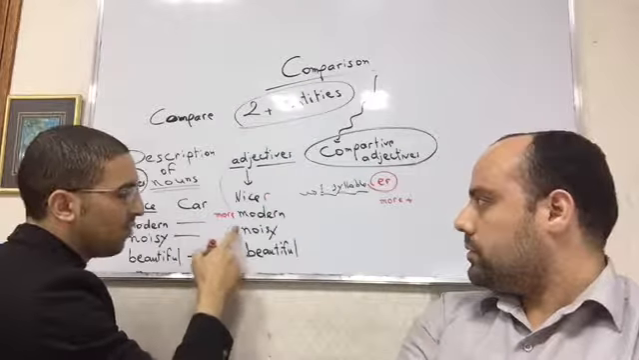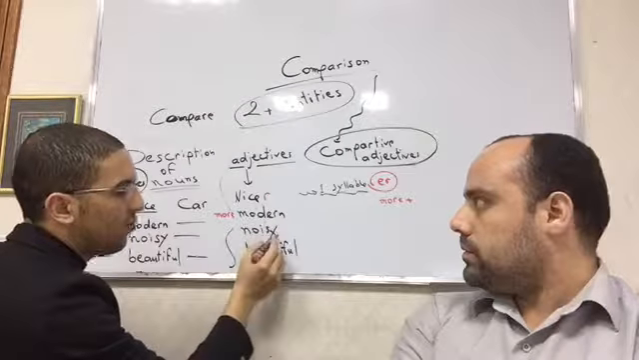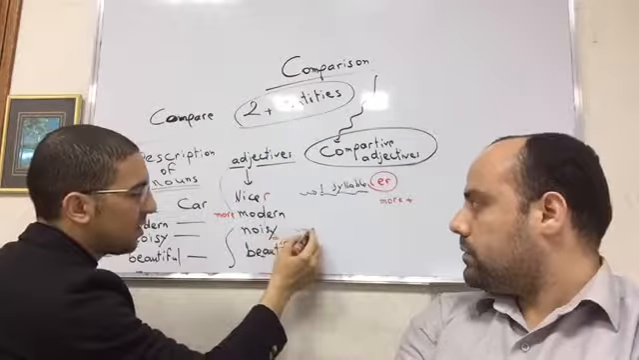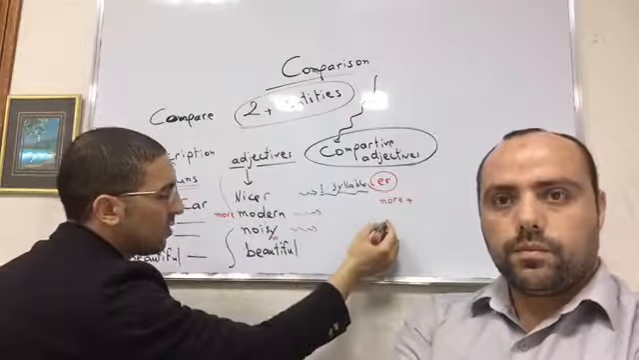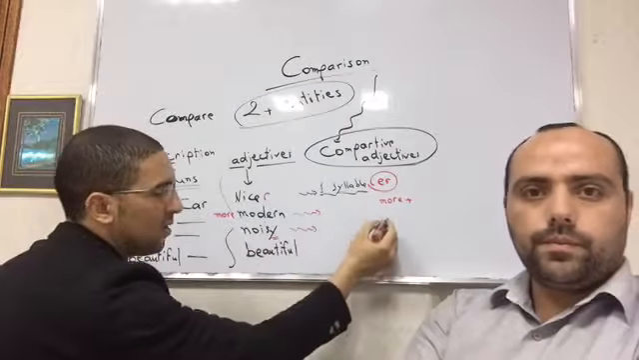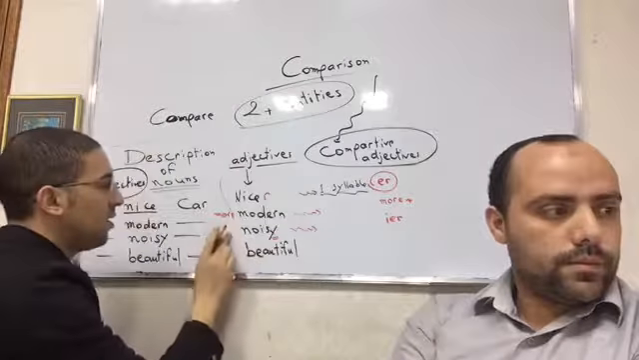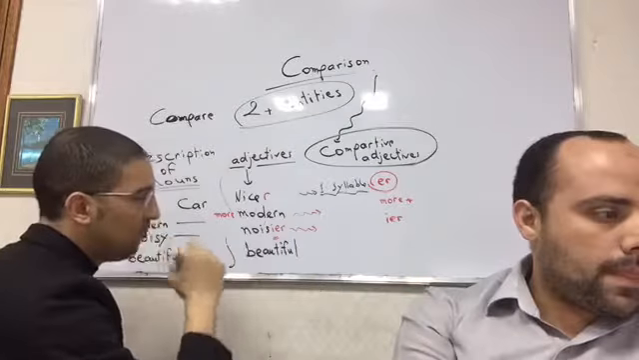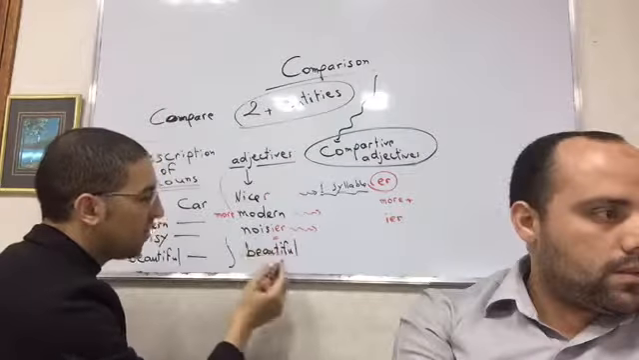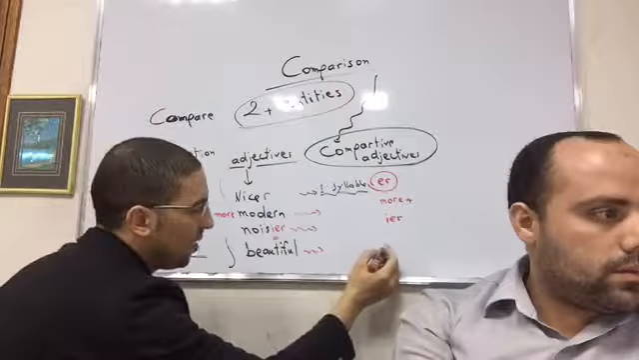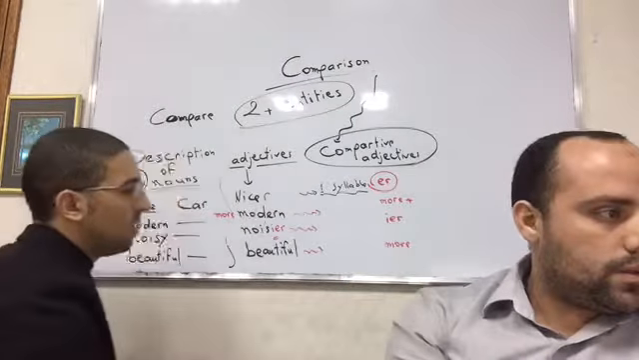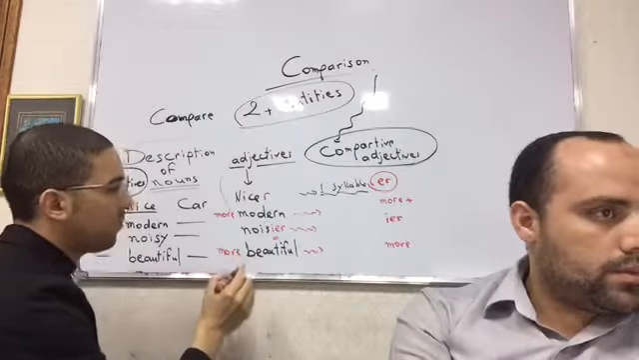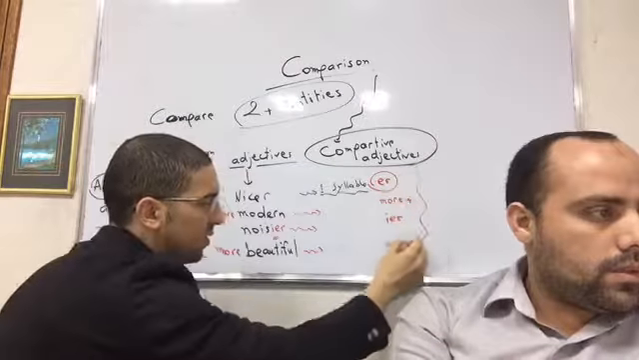Noisy, you have two syllables, but you have a Y. You're not going to say more noisy. Of course, some say that it is possible, but you're going to drop the Y, and you're going to add IER. So you're going to say noisier. You're going to omit the Y. Beautiful, because you have three syllables, you don't need to think about it too much. You just say more. So we say more beautiful. More beautiful. And this is the rule, yes.